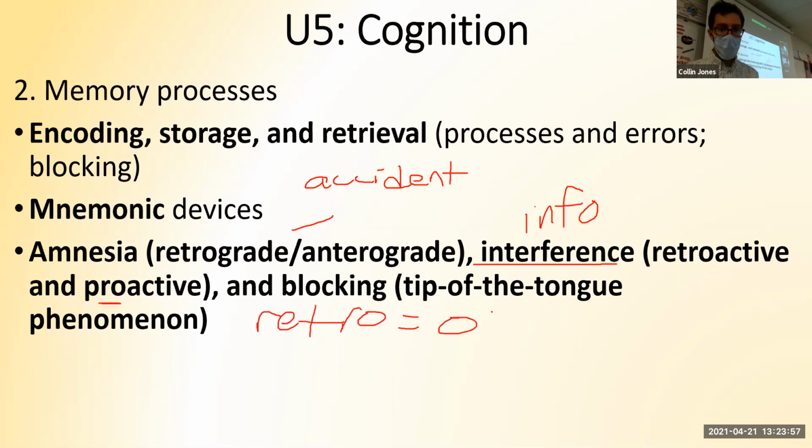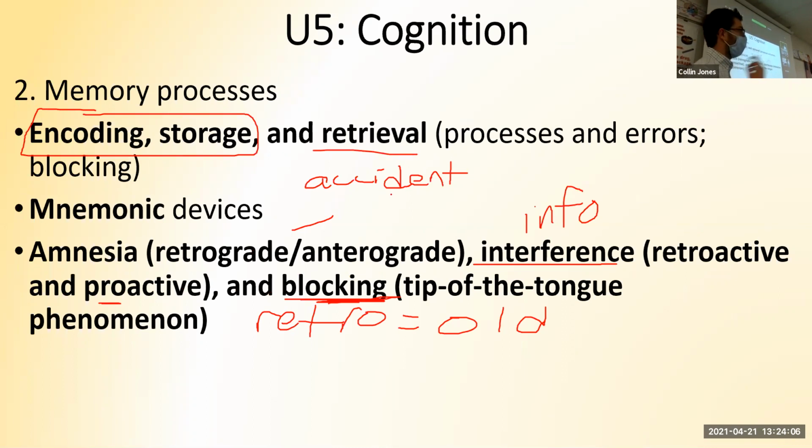Retro, forgetting the old. Something else that can go wrong with your memory is called blocking. When the information is in your brain, it's been encoded and stored, but you have a retrieval problem. It's on the tip of your tongue. This happens to all of us. Does not mean you're broken. It's just a natural part of cognition.